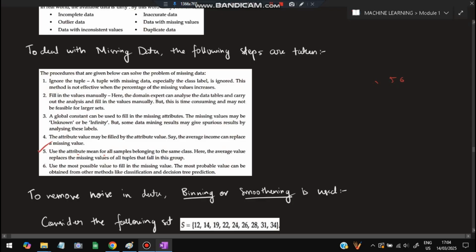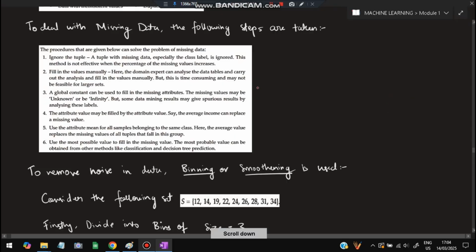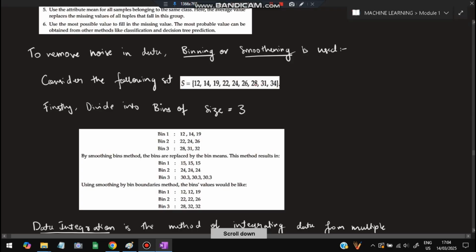Next is the attribute mean for all samples. The mean value will be calculated and put in all the empty places. The last one is to use the most possible value. Whatever you think is the most possible value, fill that value in there. Now the missing data problem is solved.